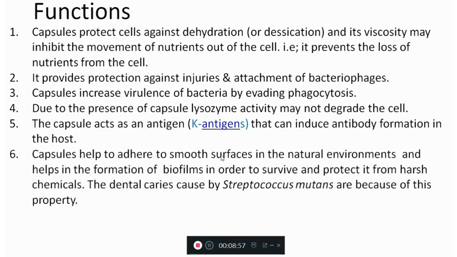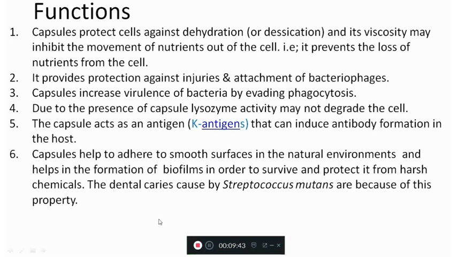Capsules help bacteria adhere to smooth surfaces in the natural environment, and because of it they help in the formation of biofilms, which are very crucial for survival of microorganisms, particularly in an environment which is not friendly. These biofilms are colonies of bacteria, and they are formed within a gelatinous material. The exopolysaccharide or the capsule is released by the bacteria, and it forms a coating around the biofilm, because of which harsh chemicals, even antibiotics, cannot penetrate it, and the bacteria show antibiotic resistance because of this also.